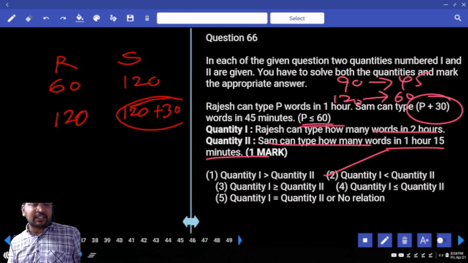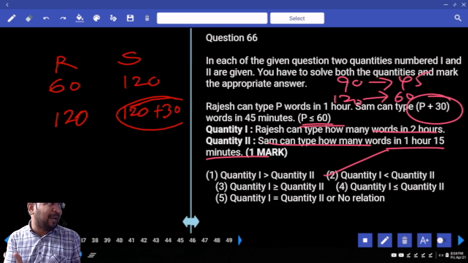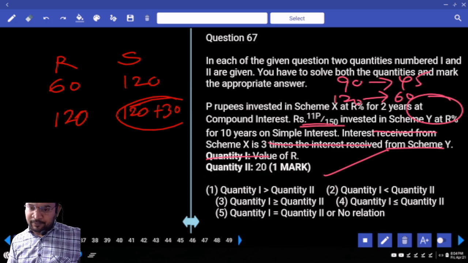Sir, why are you taking 60? If you take 50, sir, you will get the same answer. Are you clear? 60 is a plain number. Are you clear? Next one.